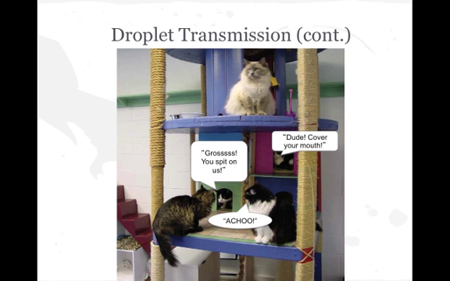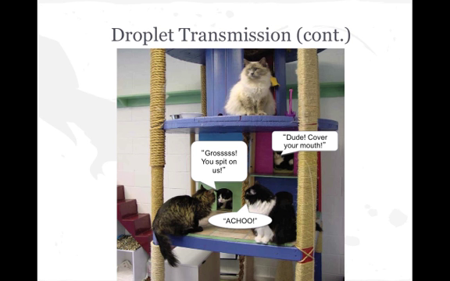And next, I just have a little depiction of how droplet transmission can occur. So you can see that our infectious animal here on the right has just sneezed, and he has sprayed his infectious particles all around to these 3 animals that are within a few feet of him. And you can tell they're quite disgusted by this, of course.